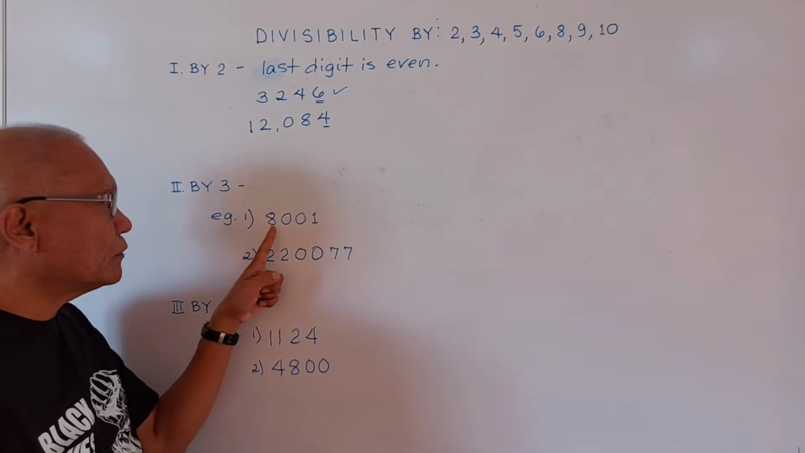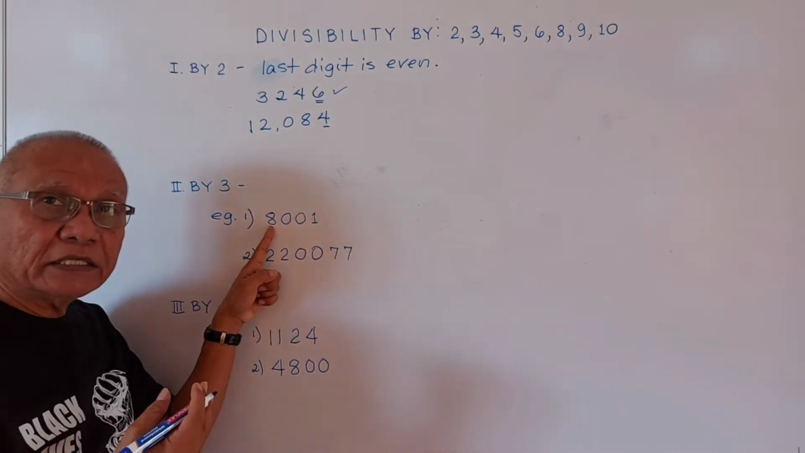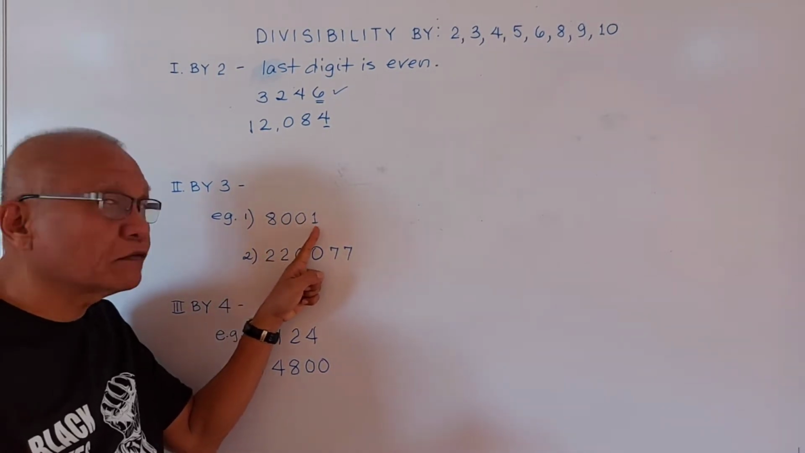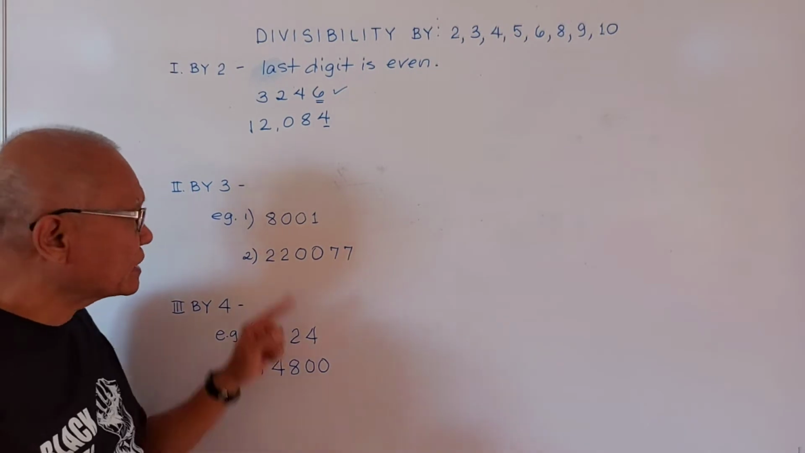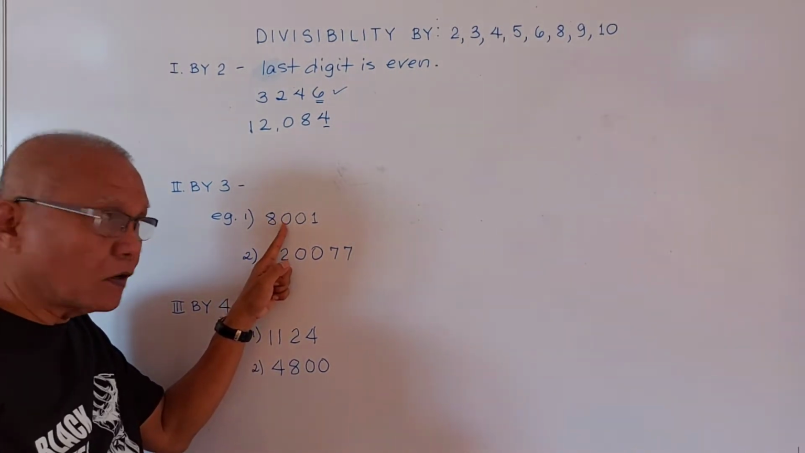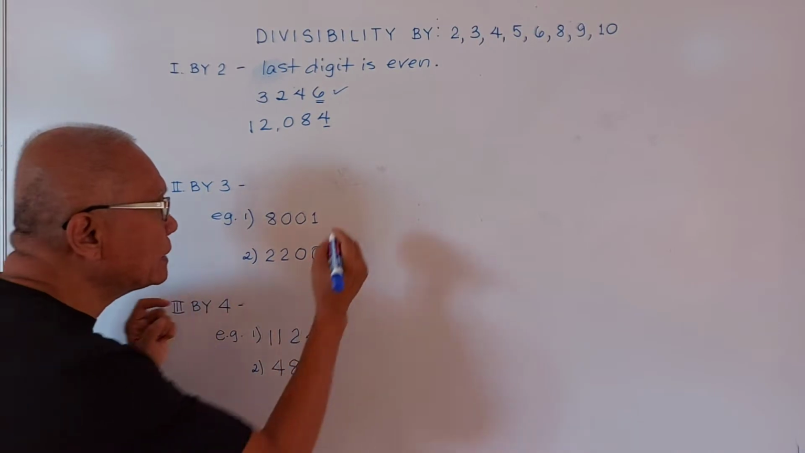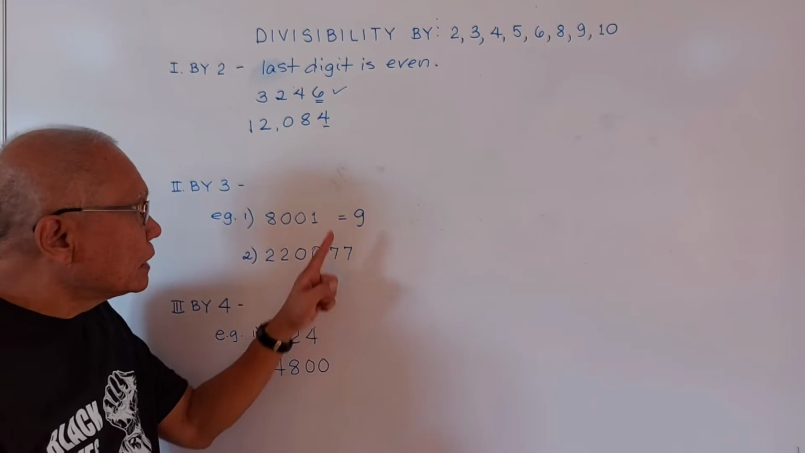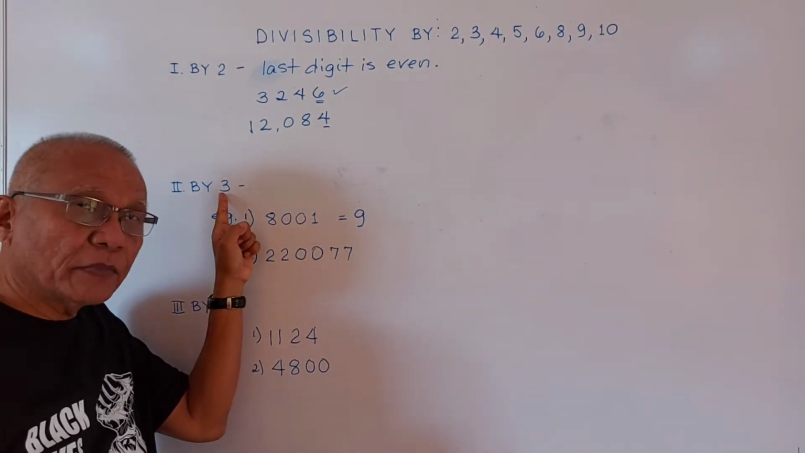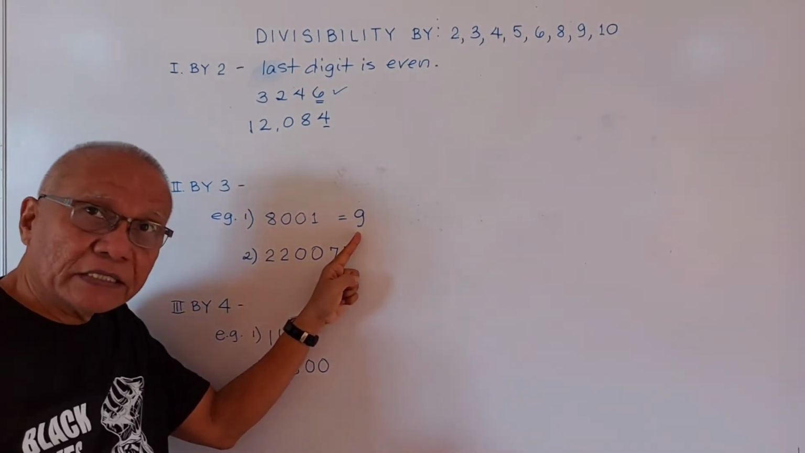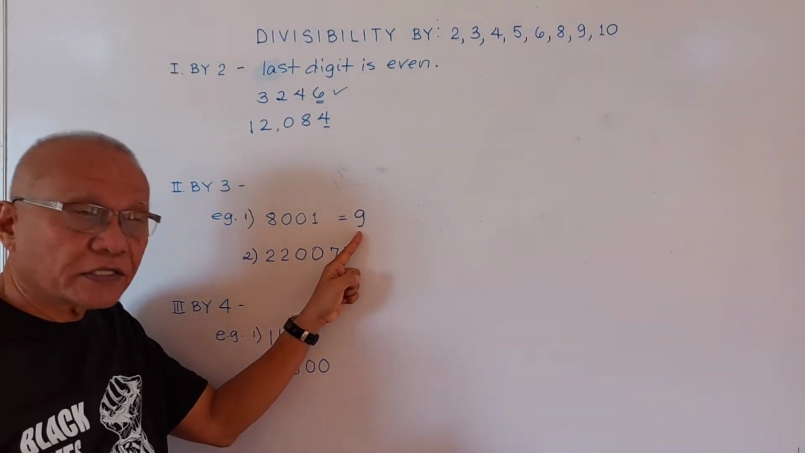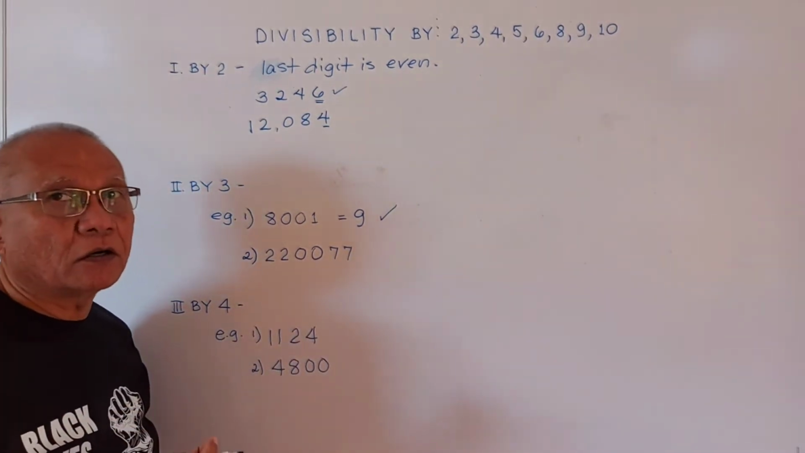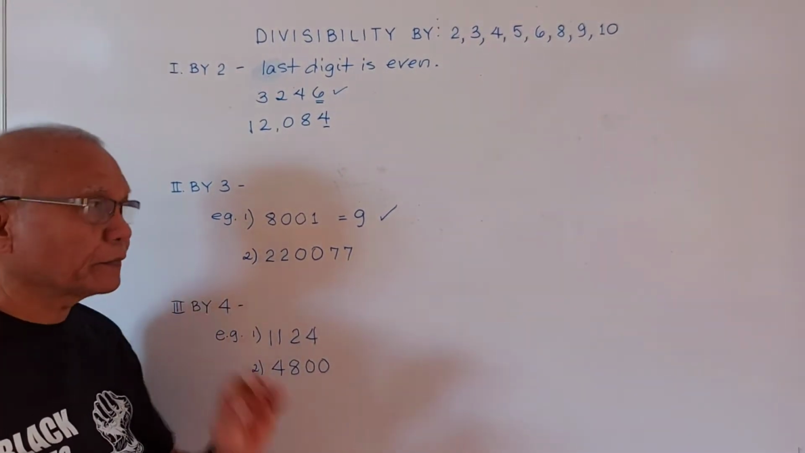Example number 1, we have 8,001. How many digits do we have here? 4. 1, 2, 3, and 4. All we have to do is add 8 plus 0 plus 0 plus 1, and we get the sum, which is 9. Can we divide 9 by 3? Yes. If the answer is yes, then 8,001 can be divided by 3, or it is divisible by 3.